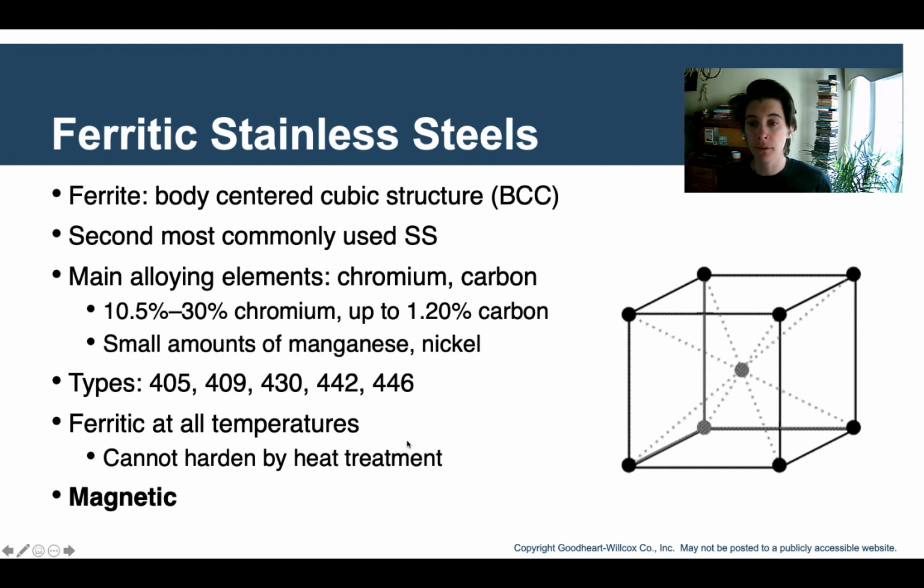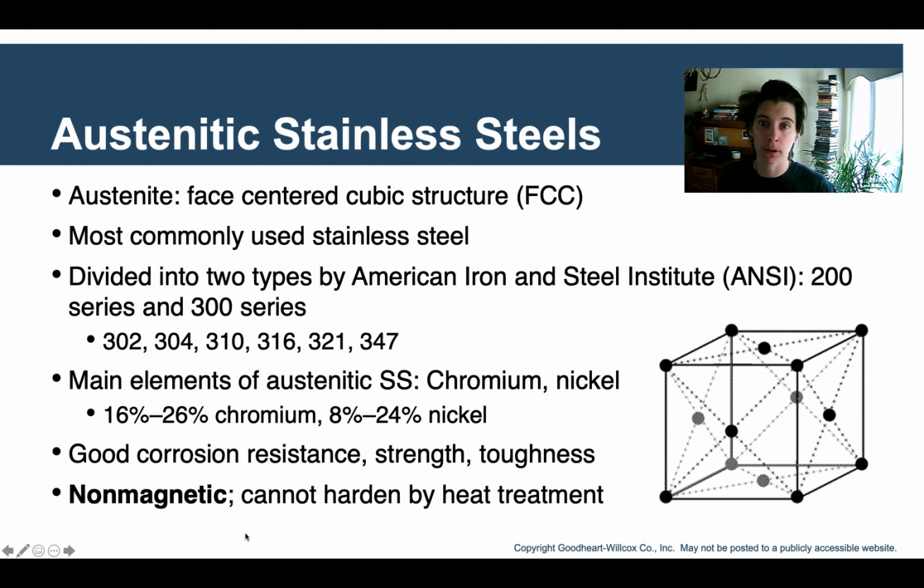So the ferritic stainless steel is ferritic at all temperatures. So even when you heat it up and it does move around, it will still maintain that basic body-centered cubic structure. It's not going to change. So that means, again, it can't be hardened by heat treatment. And this one is magnetic. An easy way to remember that, of course, is that ferrite refers to iron. So ferritic stainless steel is the most iron-ish stainless steel. Therefore, it's the most magnetic. Austenitic is non-magnetic. Ferritic is magnetic.